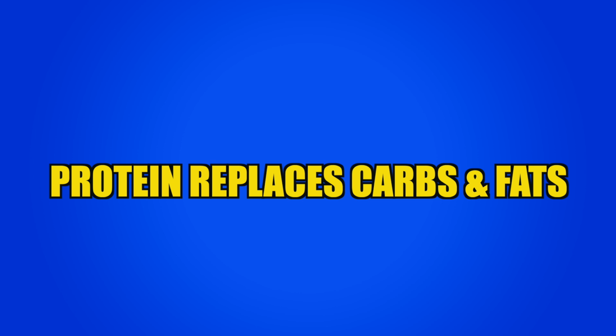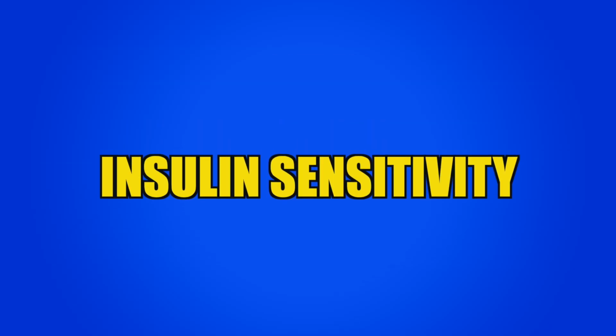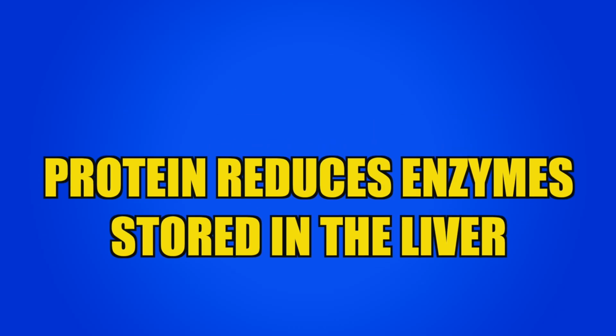Another mechanism is simple. Protein just replaces carbs and fats. You only have so much room in your stomach, and if it's occupied by protein as opposed to carbs or fats, well then that's good. Another mechanism is insulin sensitivity. Insulin resistance is one of the primary drivers of fatty liver, of the accumulation of liver fat. Protein uniquely is helpful for insulin sensitivity. So having a higher protein diet than you have now, which is probably an adequate protein diet, is very good for insulin sensitivity. Also, protein reduces the enzymes that store fat in the liver.